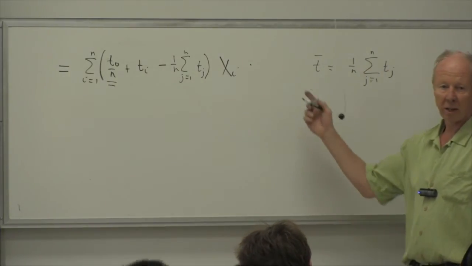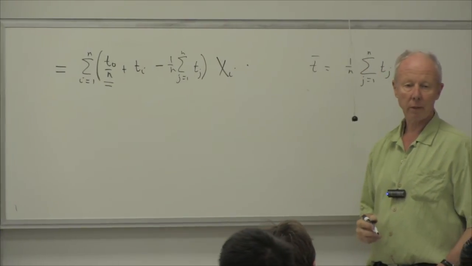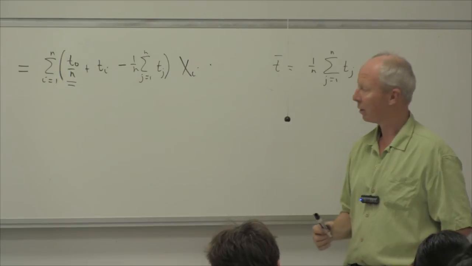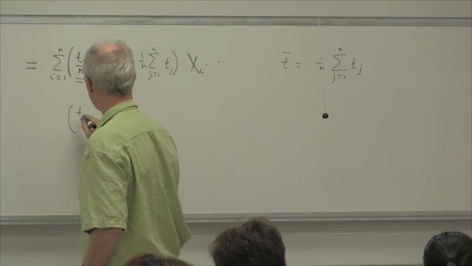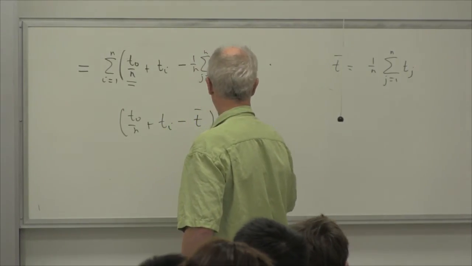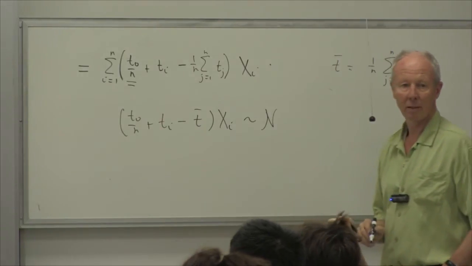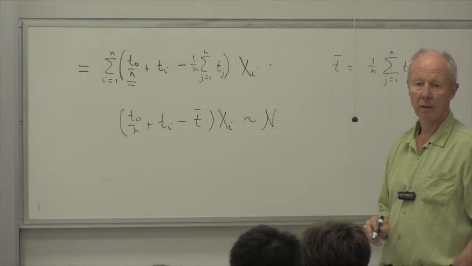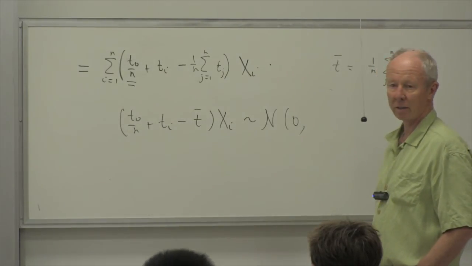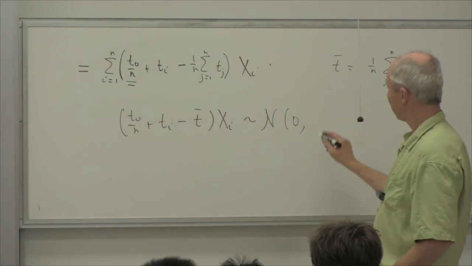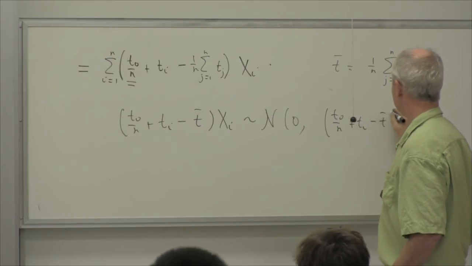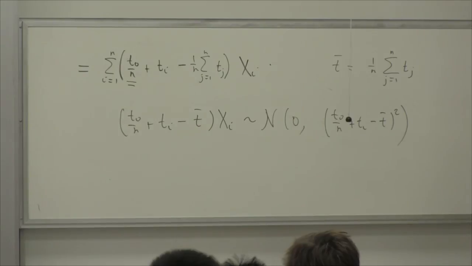Okay. Now let's decide what kind of random variable this is. We have a sum of independent normal random variables. What kind of random variable is (t naught over n plus ti minus t bar) xi? That's a normal random variable. What's its mean? Zero. And its variance is (t naught over n plus ti minus t bar) squared. Okay.